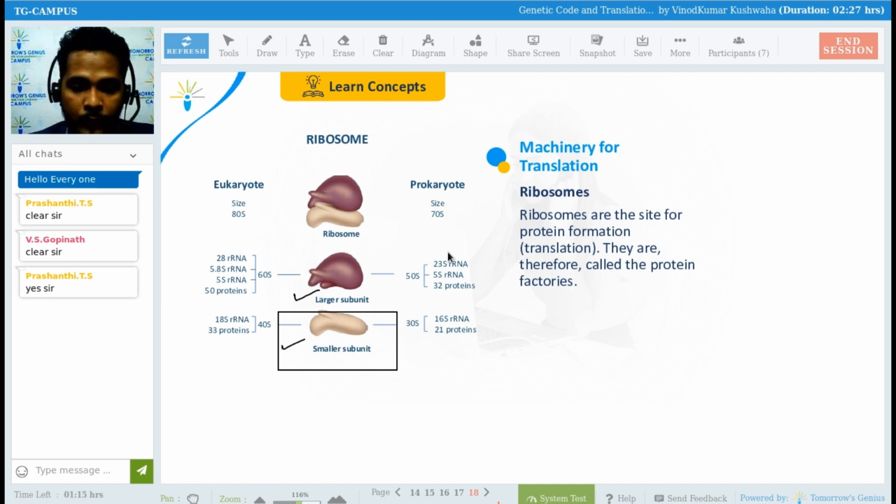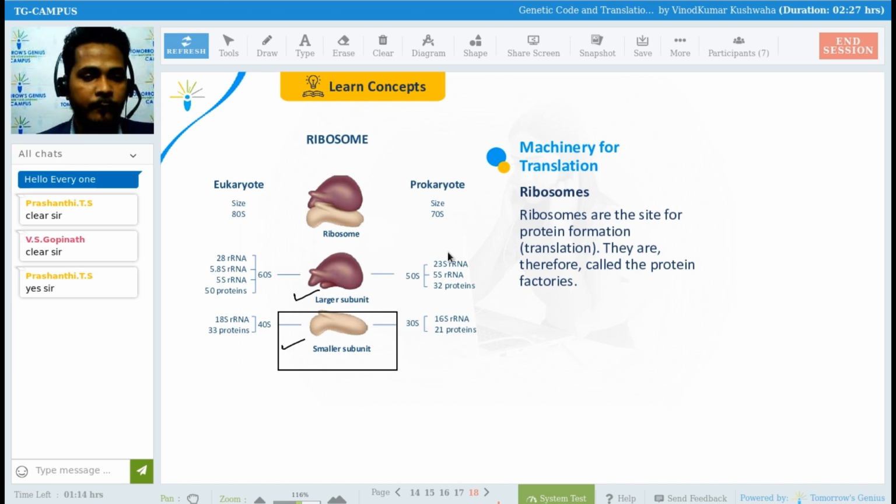Suppose you can just focus on my screen, my image. Like here you can see. Suppose this is the large subunit, this is the small subunit. They are in such a way that it is going to fit inside like this, but there is a gap. Through that gap, RNA can easily pass and translate. That gap should be there. So they fit in such a way that the RNA can easily translate the proteins. Okay, so this is the formation in the ribosome.